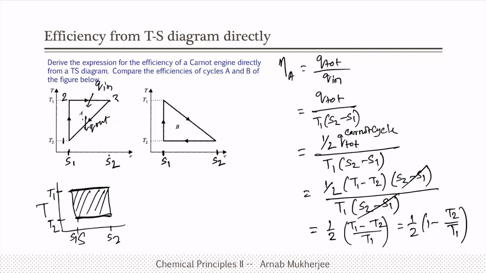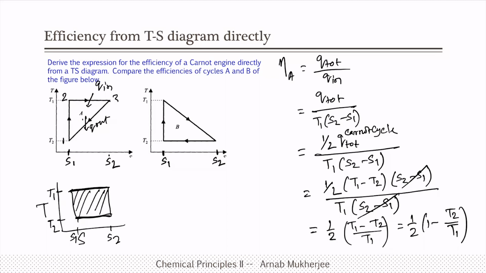So, we get exactly half the efficiency of the Carnot cycle, and the reason is clear, because the input is the same as that of the Carnot cycle for engine A. However, the total work output is half that of the Carnot cycle, because in the Carnot cycle we get the whole rectangle as the output, but here we are getting half the rectangle as the work output. So, therefore, the efficiency will be half that of the Carnot cycle.